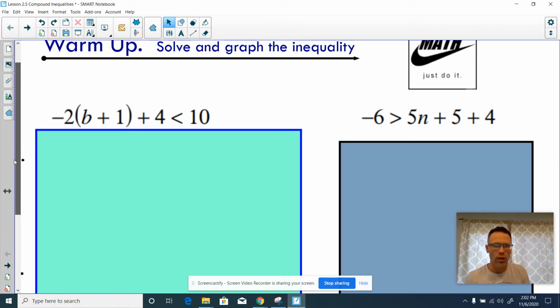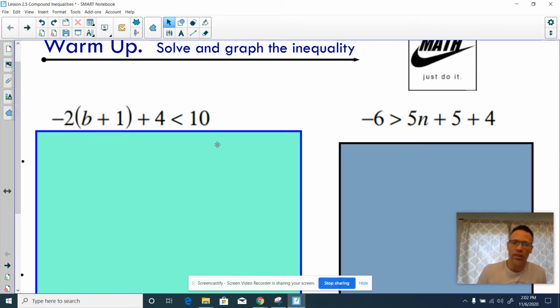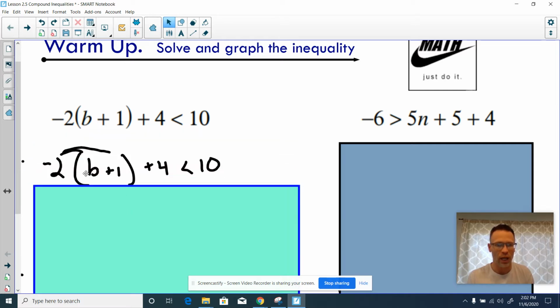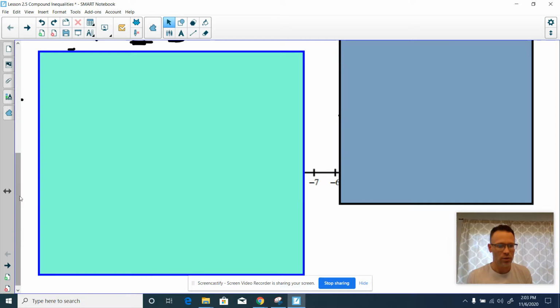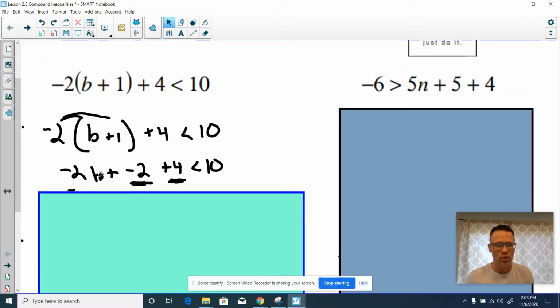Last class we just talked about solving general inequalities, not compound. Today's compound, right? So singular inequalities with one inequality symbol. In this one, the first step is distributing that -2 onto b plus 1. So -2 times b, and then -2 times 1. That gives me -2b plus -2 plus 4, that just goes along for the ride, is less than 10.